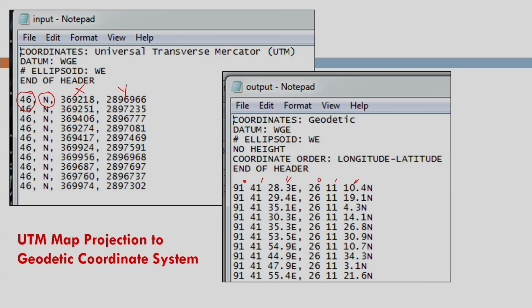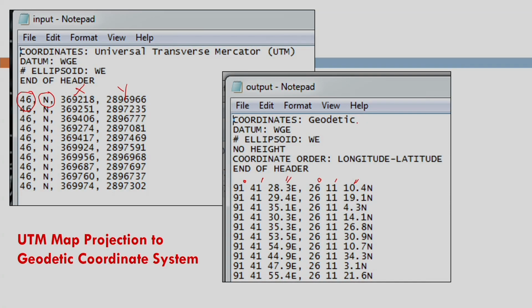That is the latitude and longitude information. Fine. So you can try it yourself also. Here, if you look at the header file, geodetic is the coordinate system, WGS84 is my datum, the ellipsoid is also WGS84, no height, you see, and then the coordinate order is longitude and latitude.